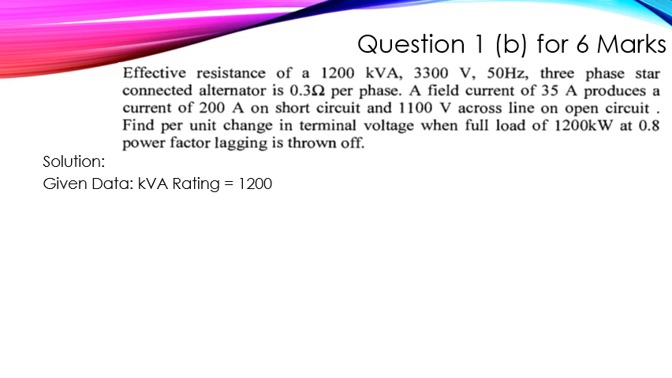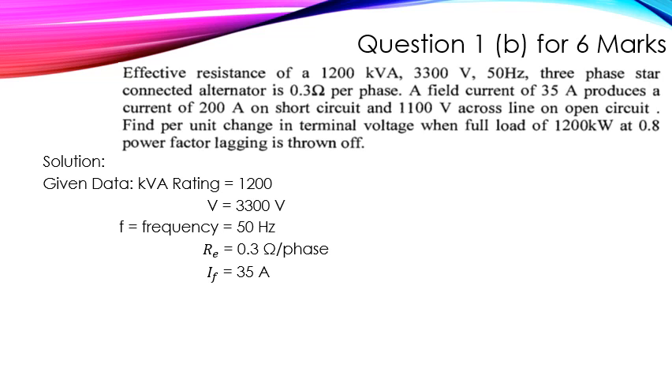So the kVA rating as per the question is 1200. Then line voltage is 3300 volts. Why are we taking line voltage? Because it is star connected. Then frequency 50 Hz. Then effective resistance per phase is 0.3 ohm. Then field current is 35 ampere, and for that field current the short circuit current is 200 amperes and open circuit voltage is 1100 volts.